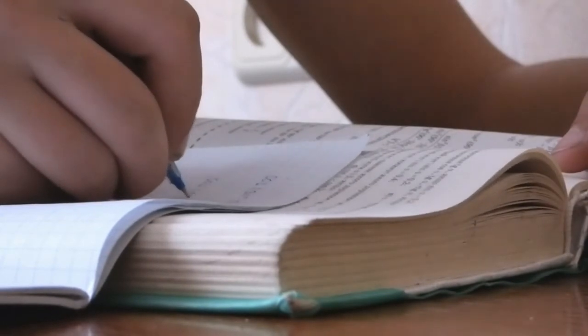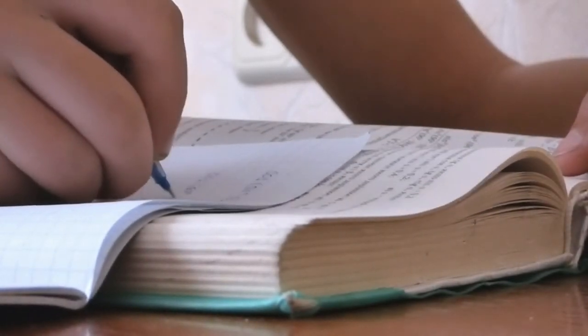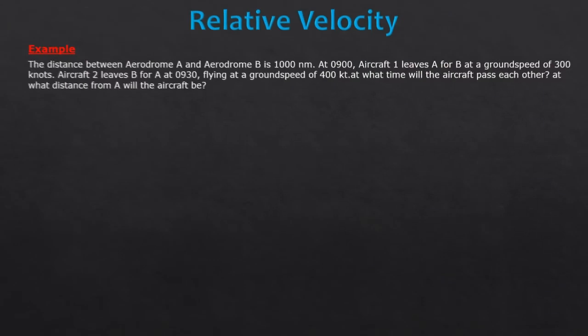Now we'll see some examples which are important for the DGCA exam. The distance between aerodrome A and aerodrome B is 100 nautical miles. At 0900, aircraft 1 leaves A for B at a ground speed of 300 knots. Aircraft 2 leaves B for A at 9:30, flying at a ground speed of 400 knots. At what time will the aircraft pass each other? At what distance from A will the aircraft be?